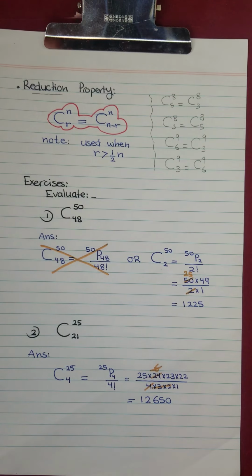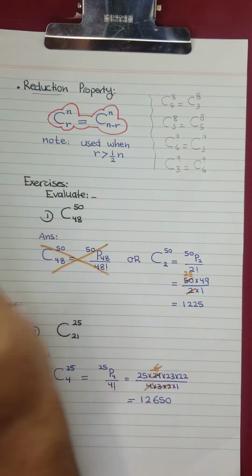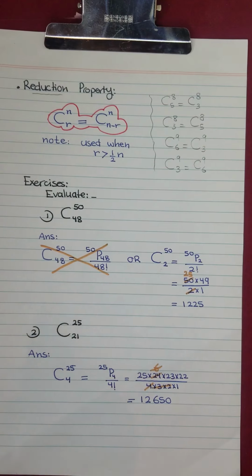So this is now the reduction property of combinations, and this is how we use it. We can pause now for a little bit, and then we will come back with more properties and more examples.